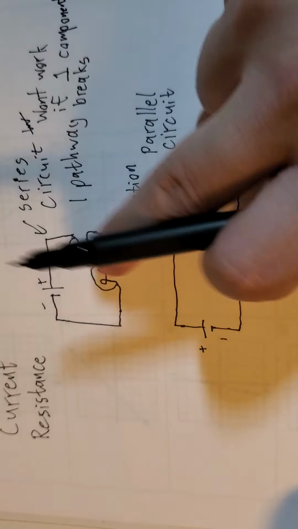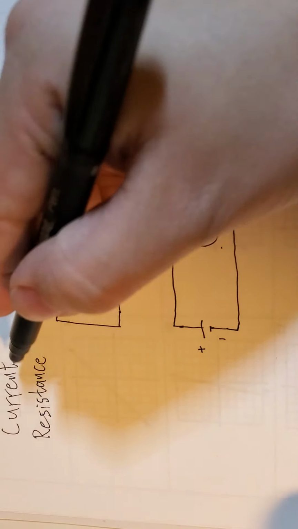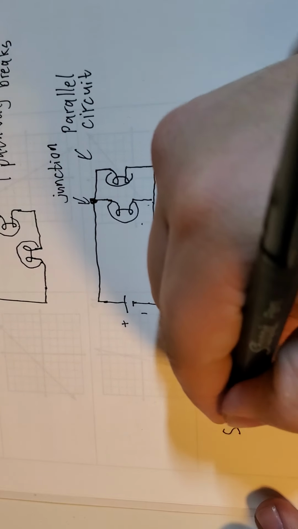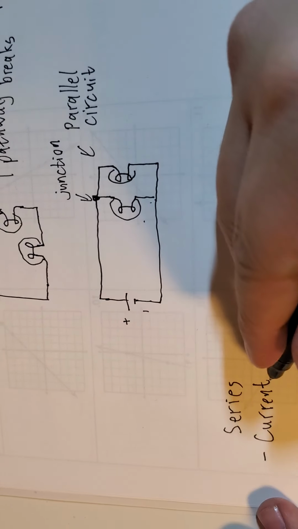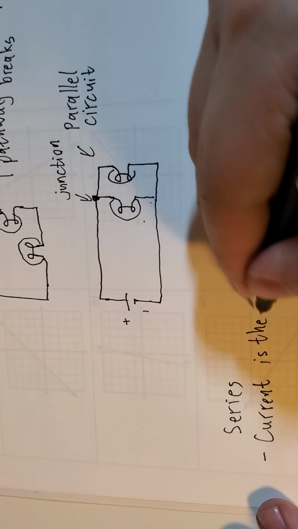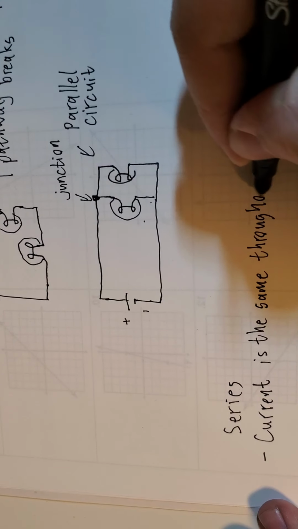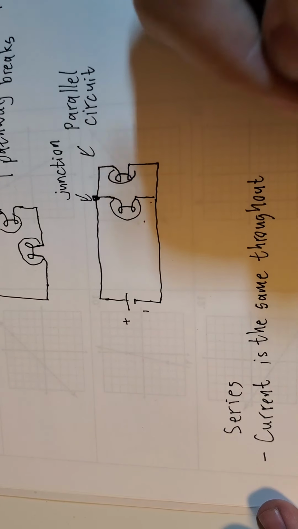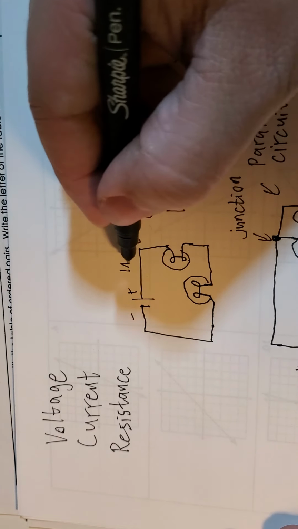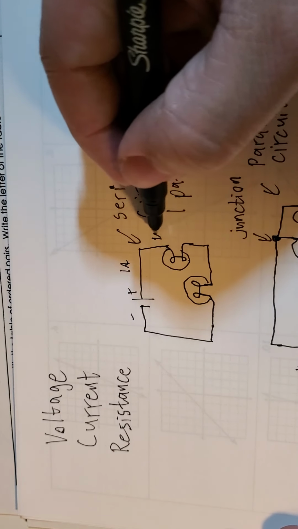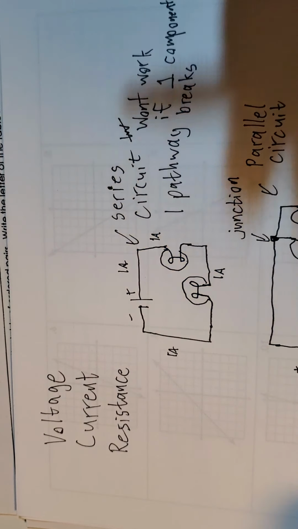Okay, let's first talk about our series circuit, right? And the nice thing about a series circuit is that when dealing with the current, so I'm going to write series. I'm going to write current. The current is the same throughout. Okay, so no matter where you check on your series circuit, you're going to have the same current. So again, I'm up here, and if I have 1 amp up here, it's going to be 1 amp here, and it's going to be 1 amp here, and it's going to be 1 amp over here, right? It's all going to be the same.